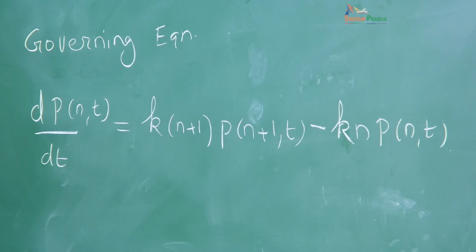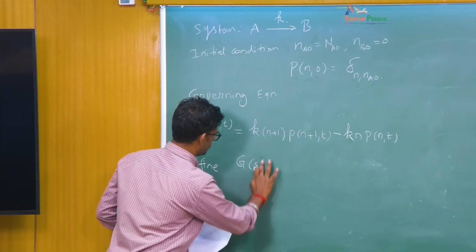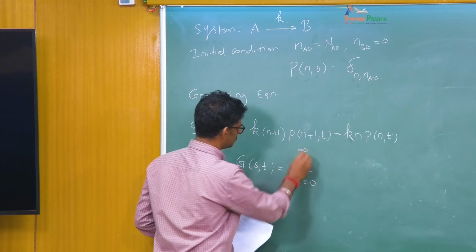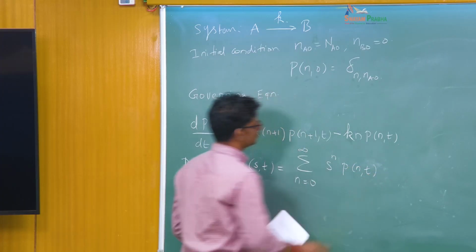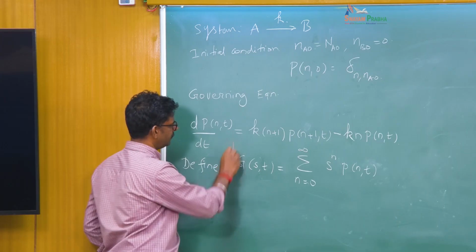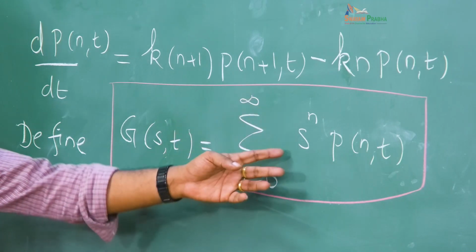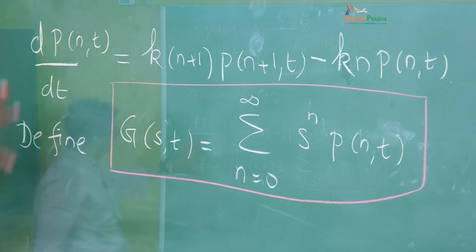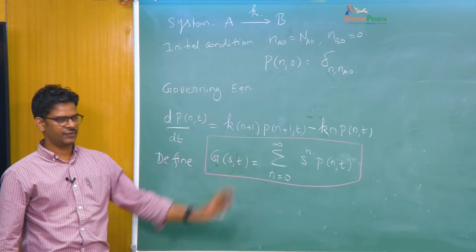Now, to solve this, we're going to define a generating function G(s, t). We define the generating function G(s, t) as the sum over n from 0 to infinity of some variable s to the power n times P(n, t). Now we want to rewrite this equation written for P in terms of G, and after that we can do an inversion and get P(n, t). So that's the idea.